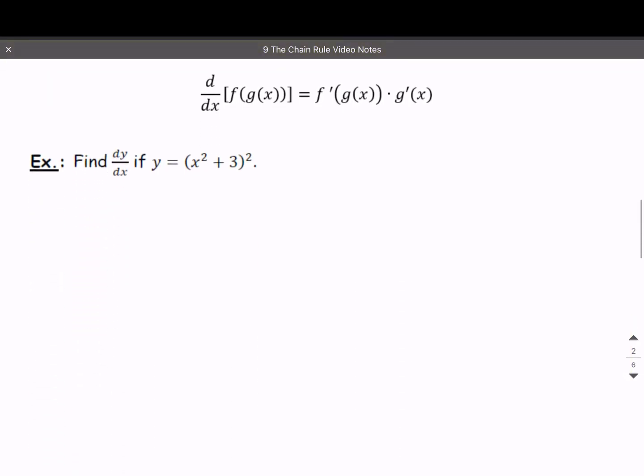So let's try one. Okay, we're going to find dy/dx. Now, this is the function that we found the derivative of at the beginning of the video. Okay, it's the same thing. So we're going to look at the outside function. Do you see that the outside function is something squared, right? So that's like having f of x is x squared. And our inside function is that x squared plus 3.